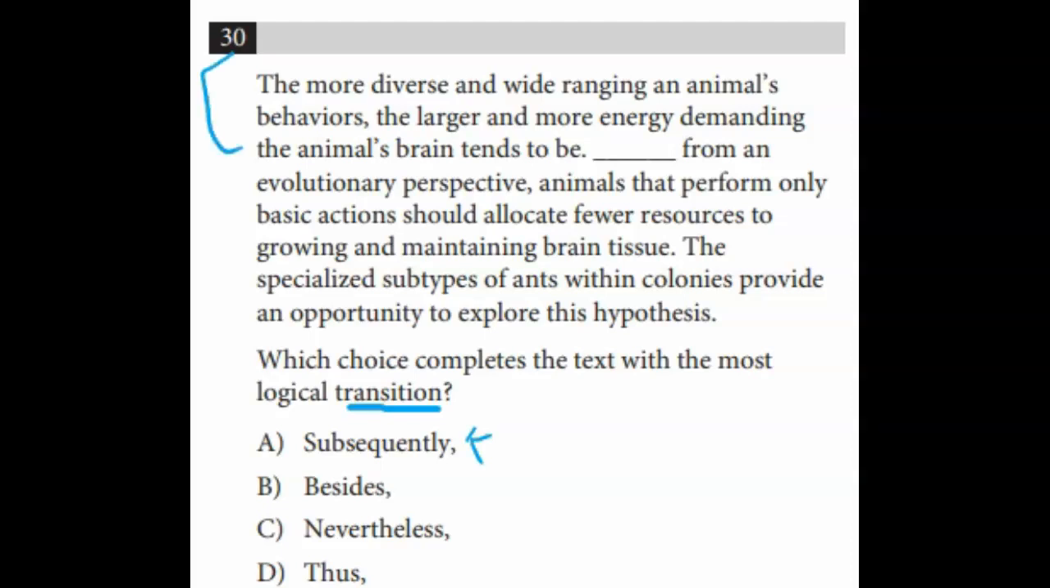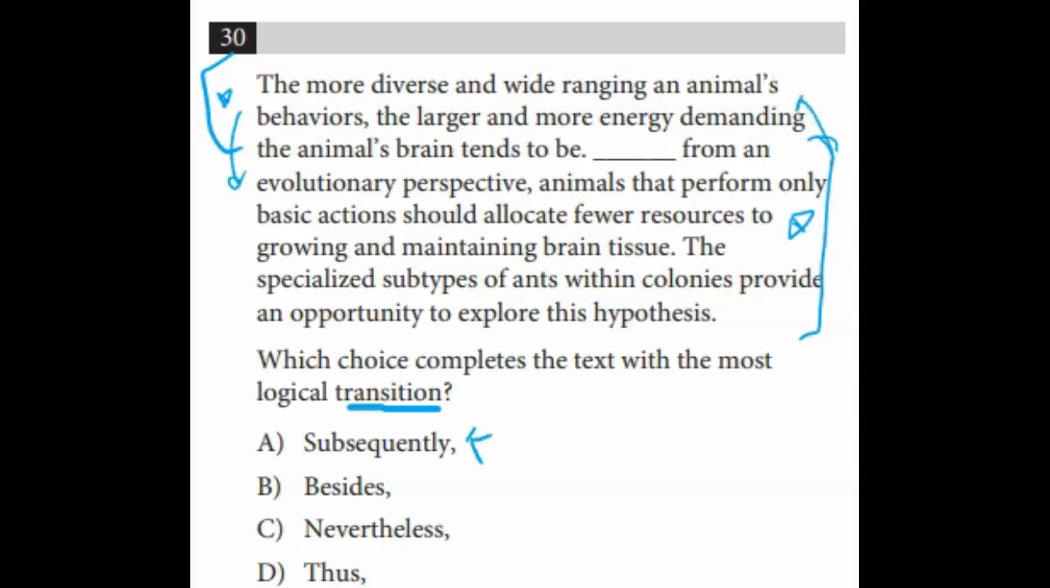So the more diverse and wide-ranging an animal's behaviors, the larger their brain should be. I mean, from here, this talks about the smarter you are, the bigger your brain, and the more energy that needs to go to it. It's the claim being made here. And then it says, if you do very few actions, you don't need a big brain, and you don't need resources for that brain. So that's what's happening here. These sentences are connected.